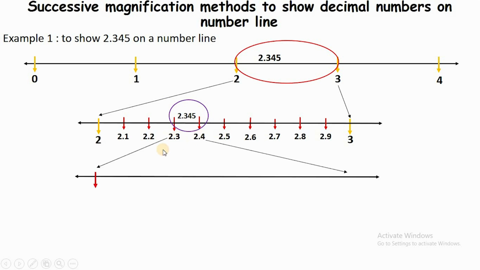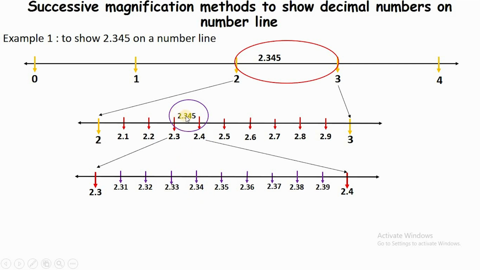We'll take the number line and at the two extremes we will write 2.3, and on the other hand we'll write 2.4. Now here again we are going to divide this line in 10 equal parts. So the first one represents 2.31, and then we have 2.32, 2.33, 2.34, 2.35, 2.36, 2.37, 2.38 and 2.39.